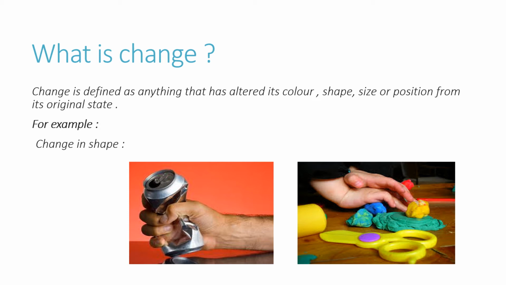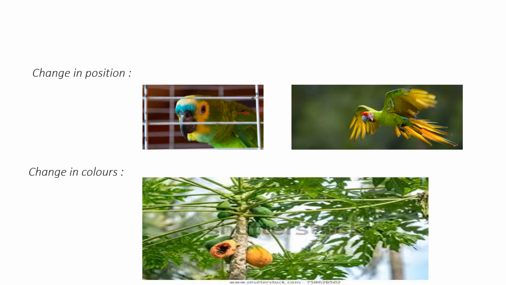Here two pictures you can see. In the first picture you can see a can of cold drink, and when pressure is applied, its shape changes. It is also a change. And in the second one, you can see a child playing with clay. When pressure is applied on the clay, different shapes are made. So it is also a change. Change in shape.